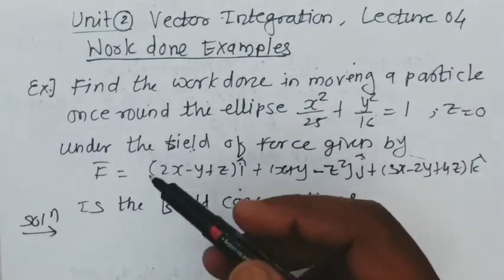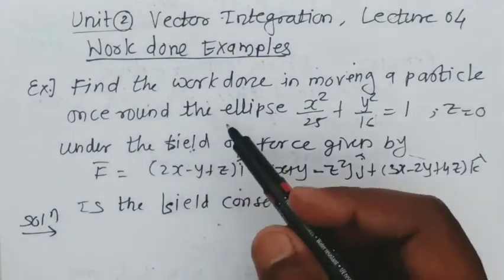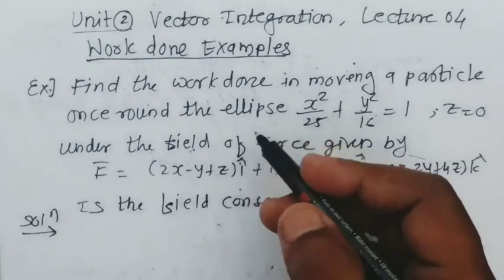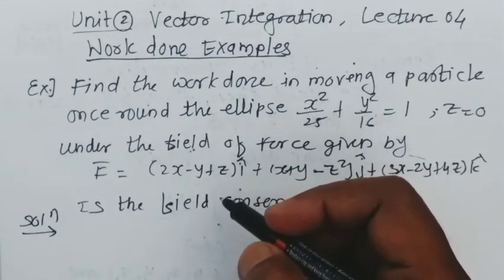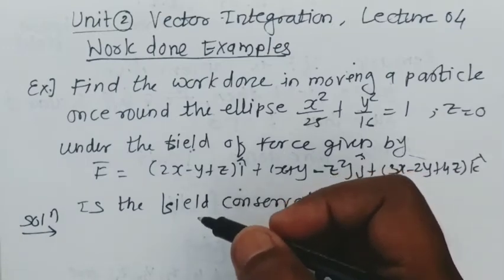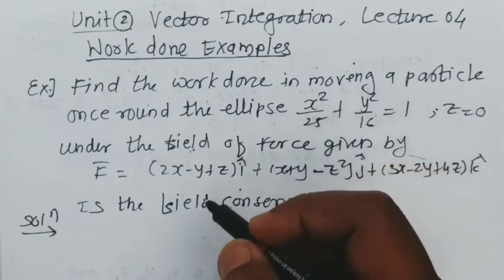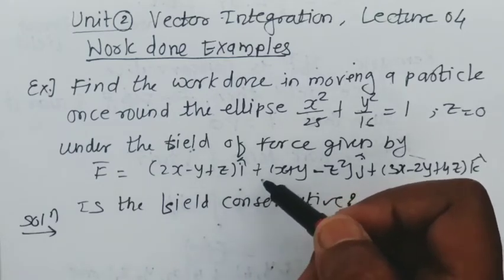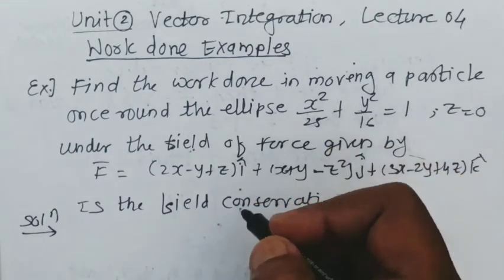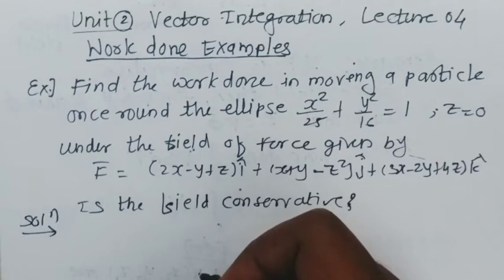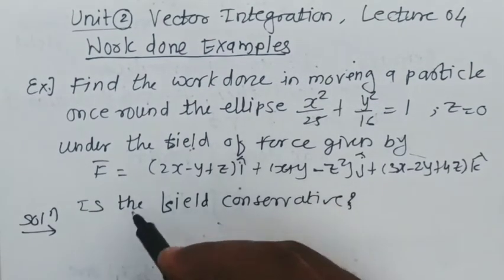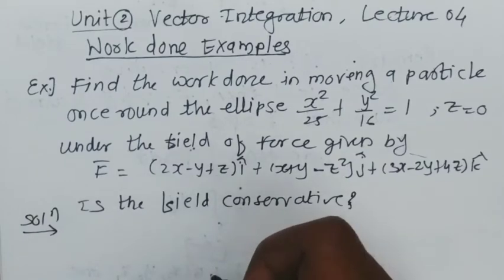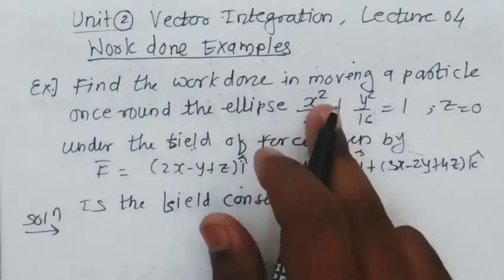So the very first example I have written here: find the work done in moving a particle once around the ellipse x square by 25 plus y square by 16 equal to 1, z equal to 0, under the field of force given by F bar equal to (2x minus y plus z) i cap plus (x plus y minus z square) j cap plus (3x minus 2y plus 4z) k cap. And another question added: is the field conservative? Okay, so this is the example of work done.